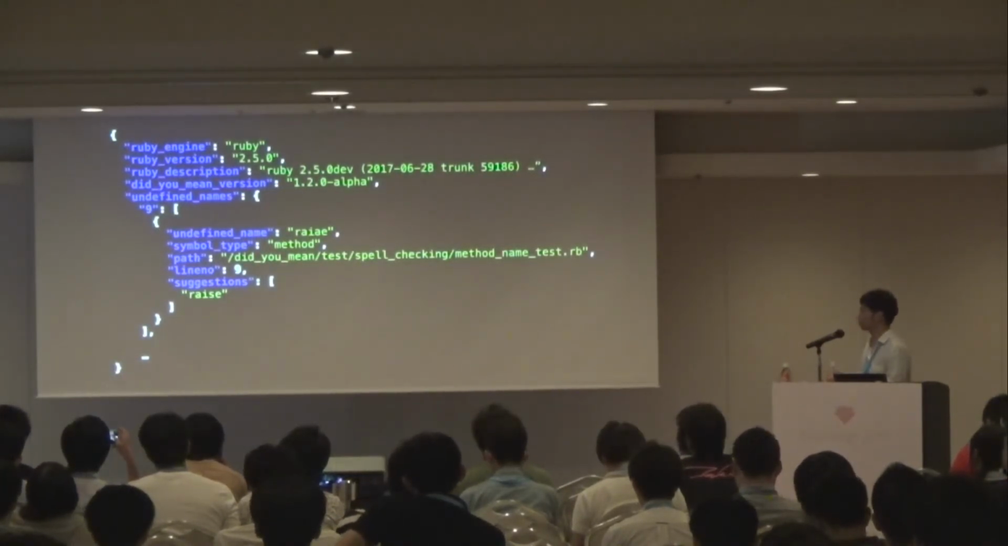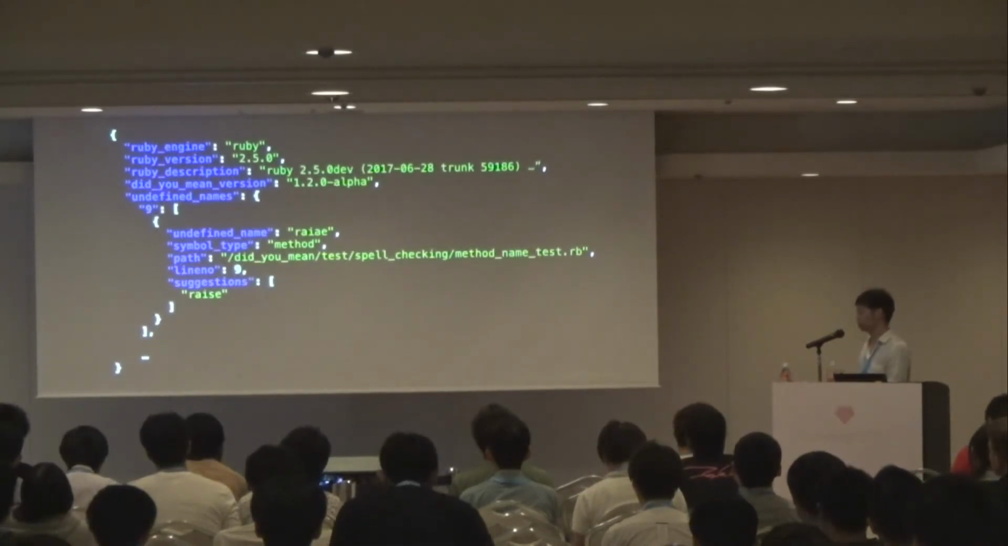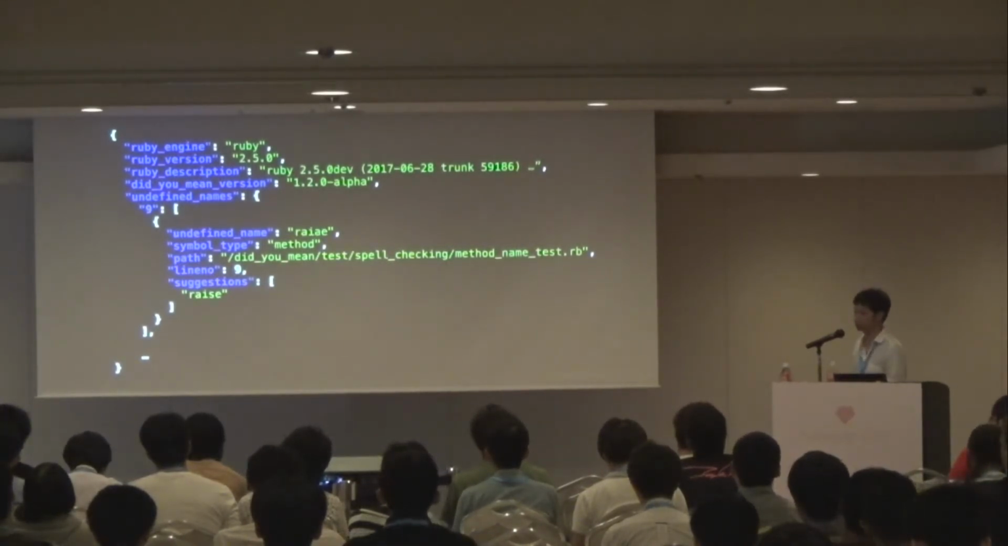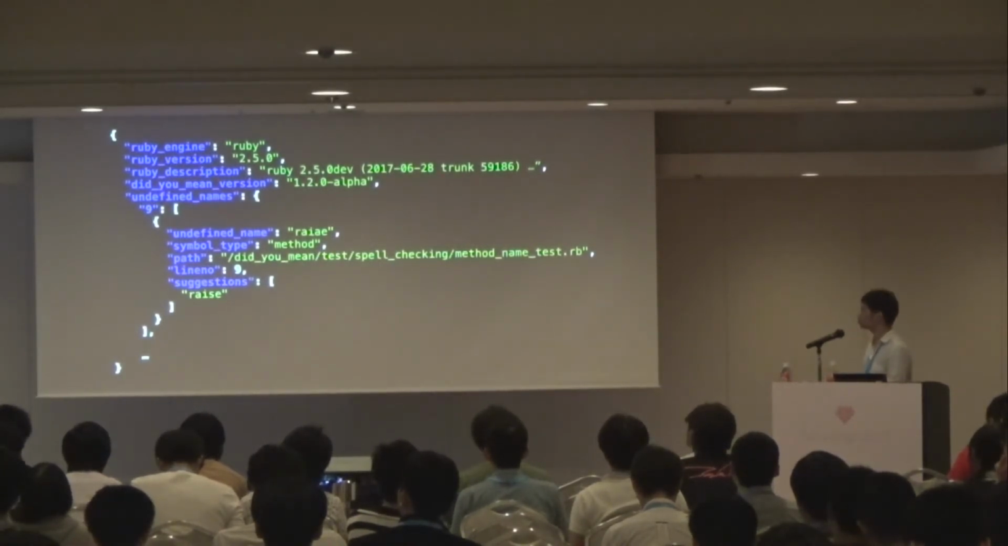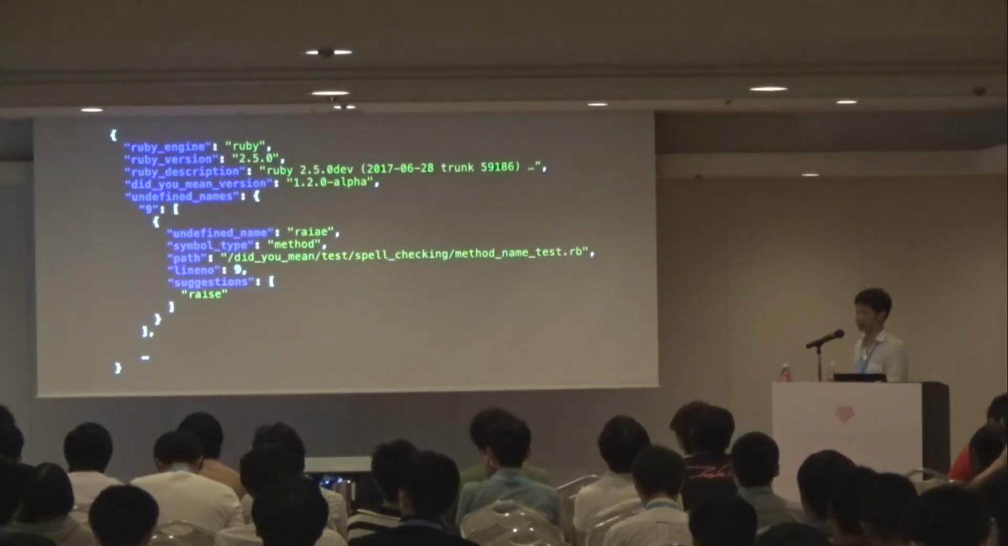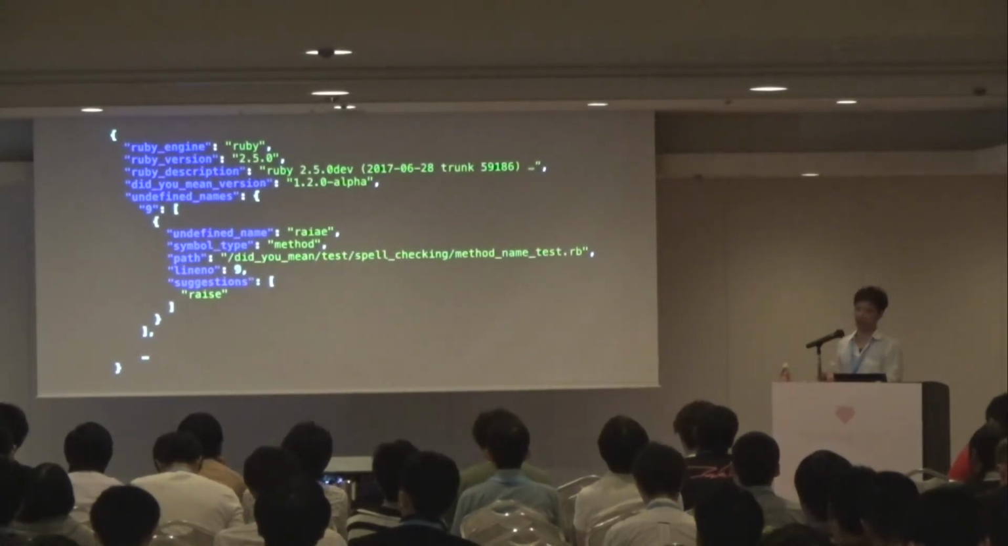Right now, it can only look up method, but it shouldn't be too hard to switch to suggest undefined class name or class variable or global name even. So right now, it's only method, but there's a plan to expand the feature to more things. It also has path and line number, so VS Code can annotate the correct method call.